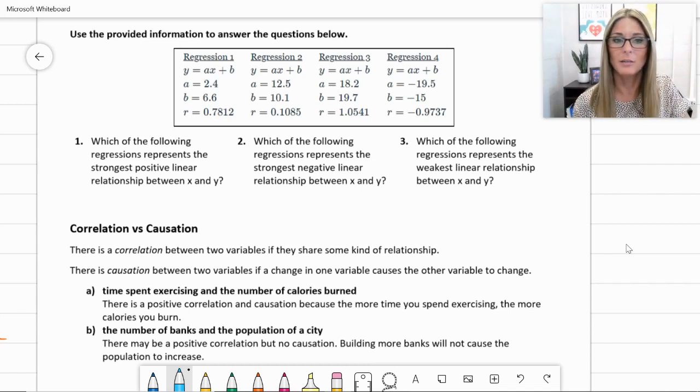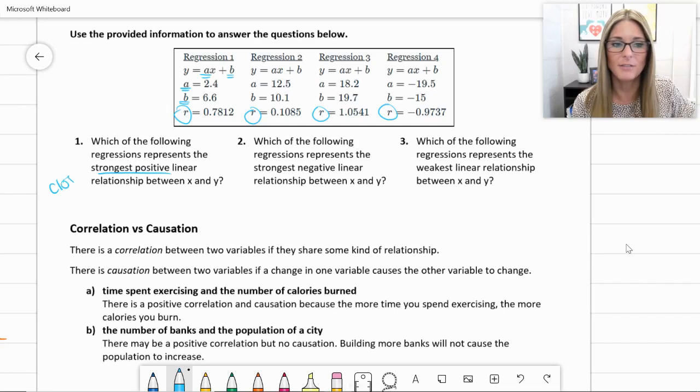On Delta Math, it looks a little bit different. On our calculator, it had M and B, like in slope-intercept form. Delta Math just shows it using an A and a B. But same concept. We are only going to really care about that letter R and compare our regressions that way with their correlation coefficient. So question number 1, which of the following regressions represents the strongest positive linear relationship?